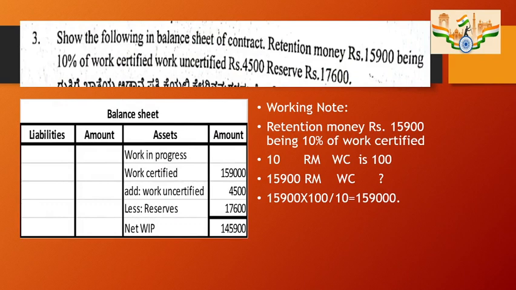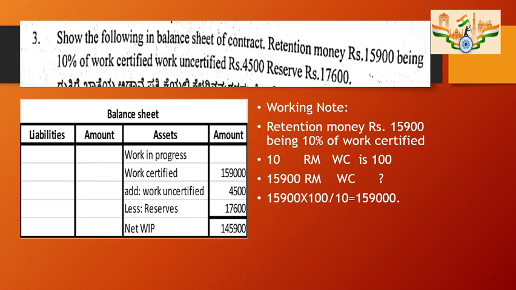Show the following in balance sheet of contract. Retention money rupees 15,900 being 10% of work certified. Uncertified is rupees 4,500. Reserve is 17,600. So dear students, here we have to calculate how much is the work certified. Then you can easily put it in a balance sheet. So here I made a working note for this. Working note: retention money is rupees 15,900 being 10% of work certified.